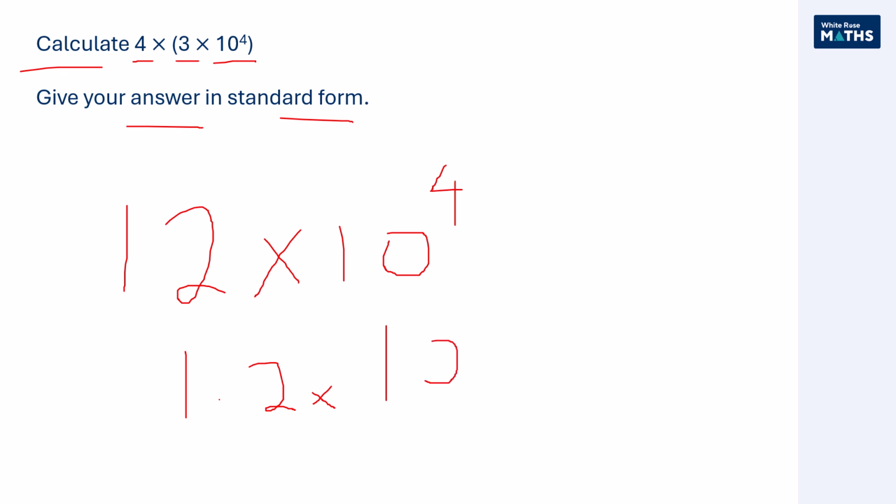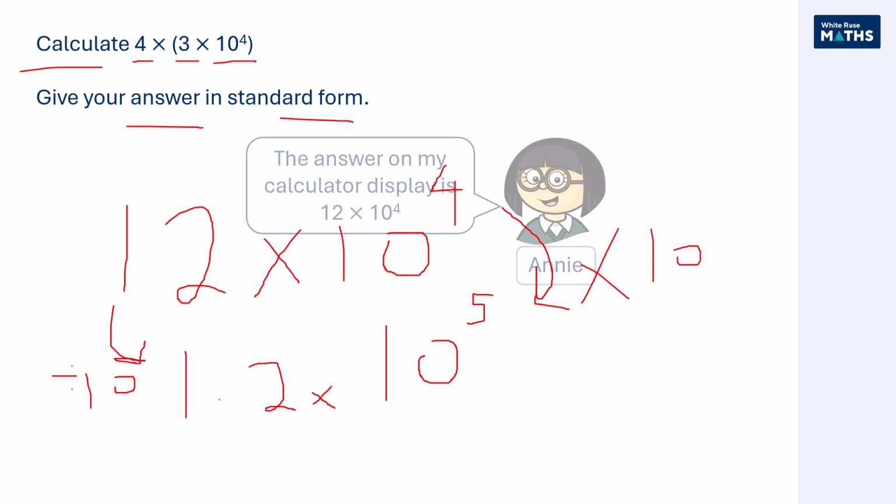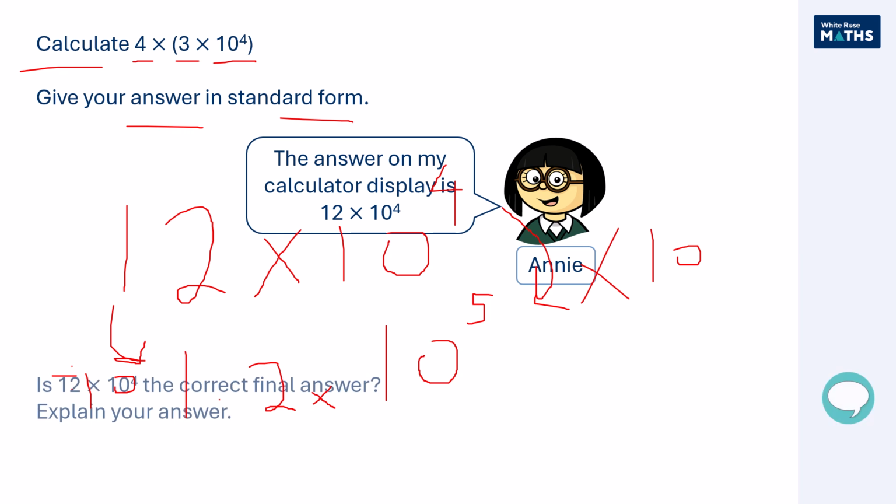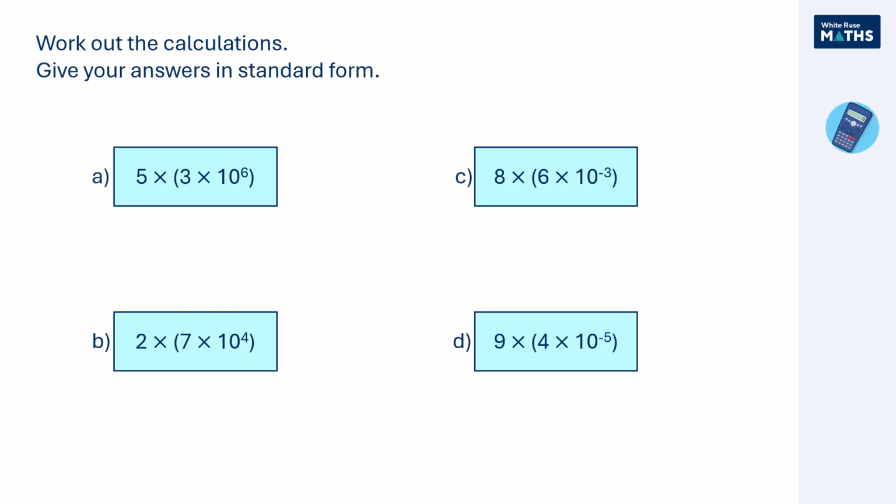Okay, remember, it's a number between 1 and 10 times by 10 to some power. Power can be negative or positive. So always remember here that you're in between 1 and 10. So is Annie correct? No. Because 12 is bigger than 1 to 10.